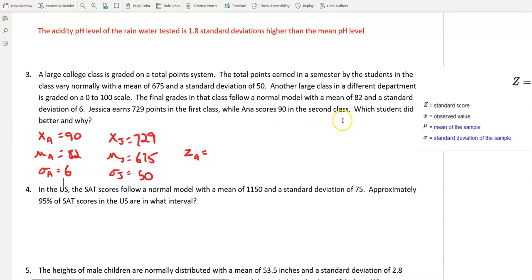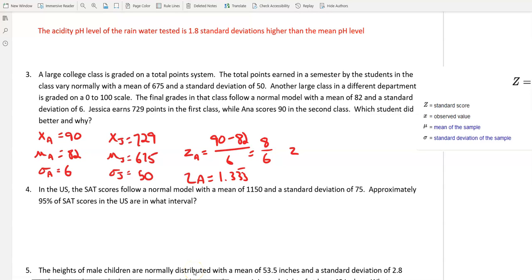So for Anna, if we plug in the formula, z is equal to 90 minus 82 over 6. So that is 8 over 6, which is equal to 1.333 repeating. So Anna's z-score is 1.33 standard deviations above the mean.